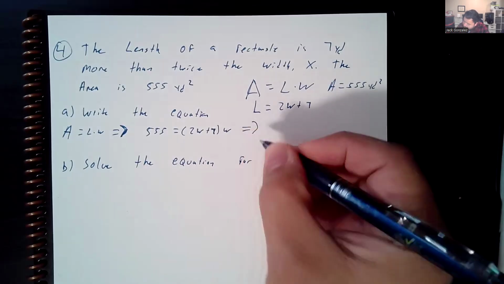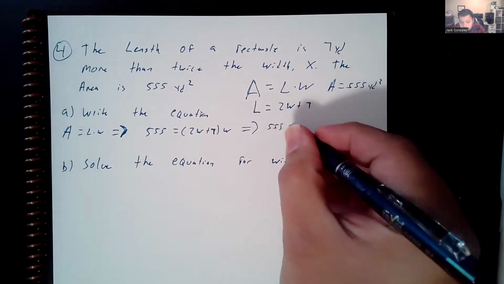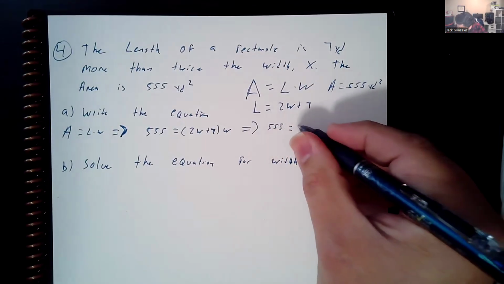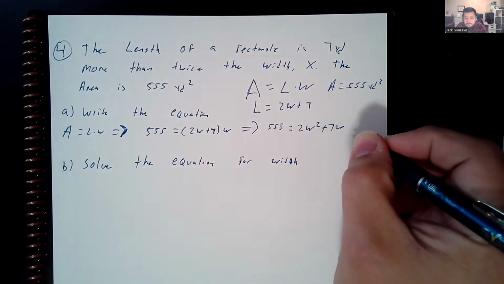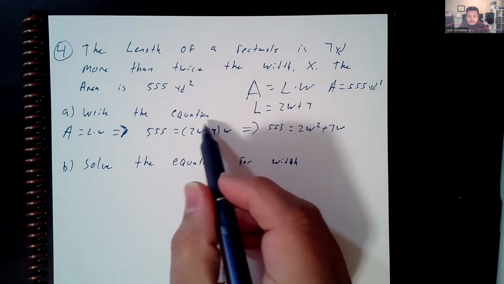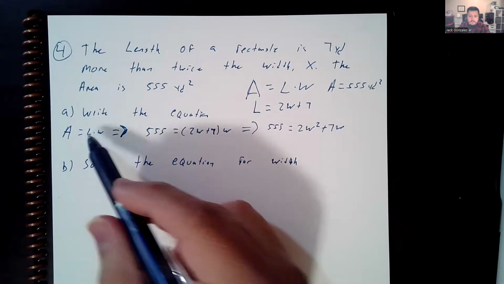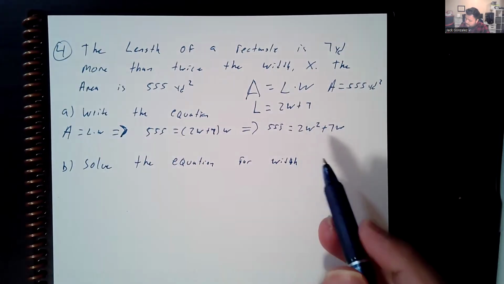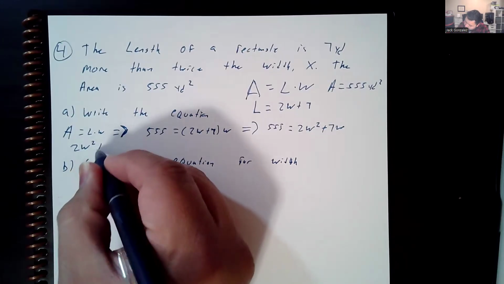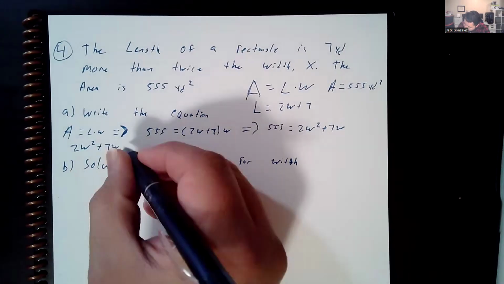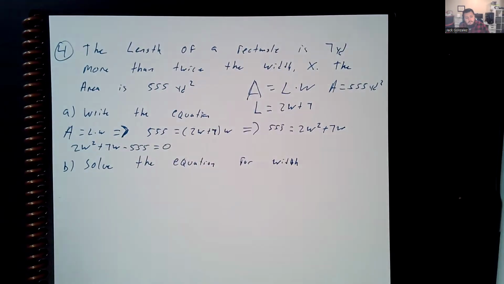So that will give us the equation of 555 equal to 2W squared plus 7W, right? Distribute your W. Here we plugged in the L, and now we're good. We can set it to 0 for fun, but we're pretty much done. There's my quadratic equation.